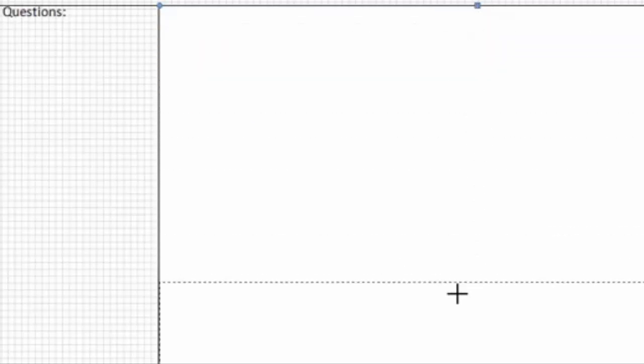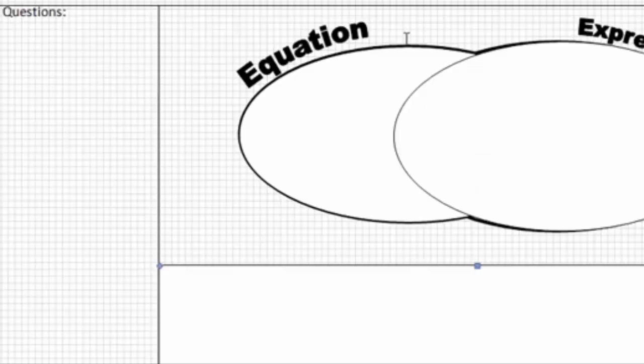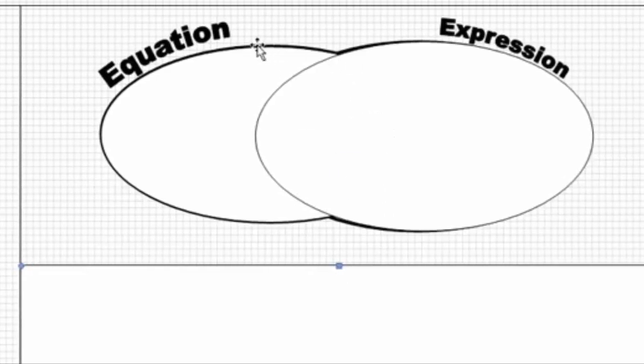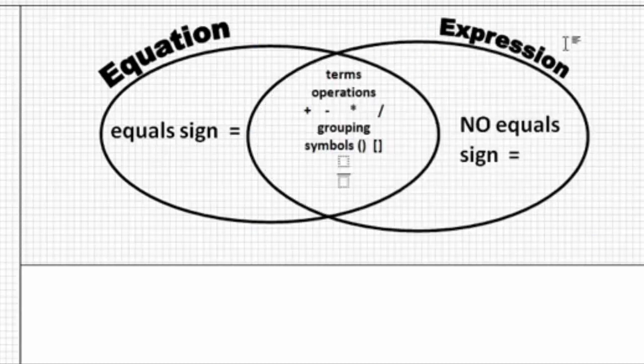We're going to start out making a Venn diagram. I know it doesn't look like a Venn diagram, but you'll want to complete yours here, talking about equations and expressions. So the biggest thing about an equation is that it has an equal sign, and an expression doesn't. An expression has no equal sign.